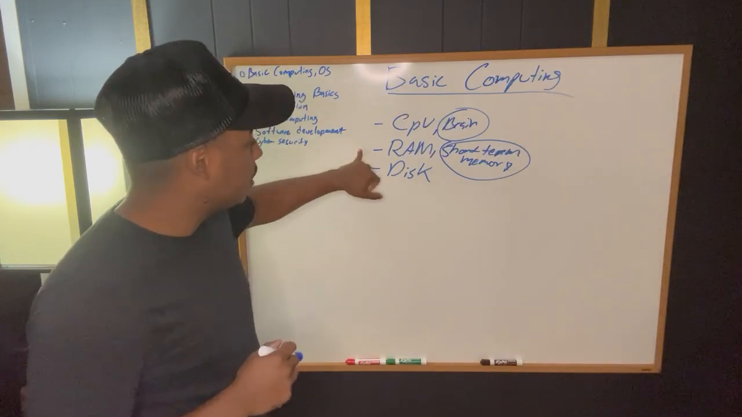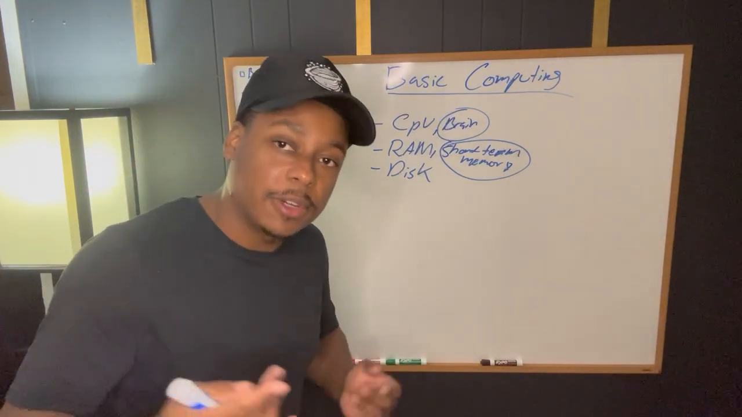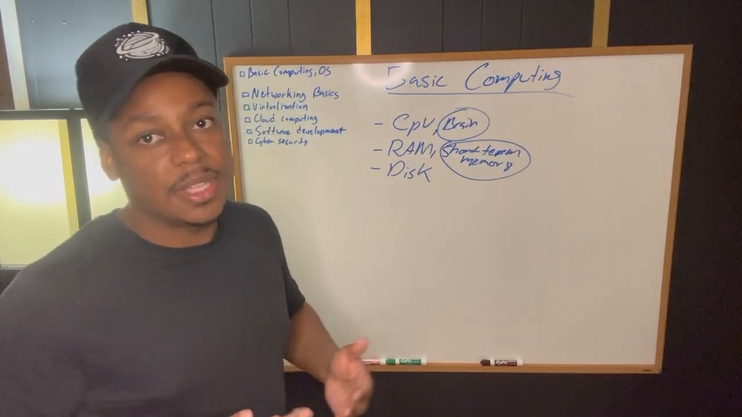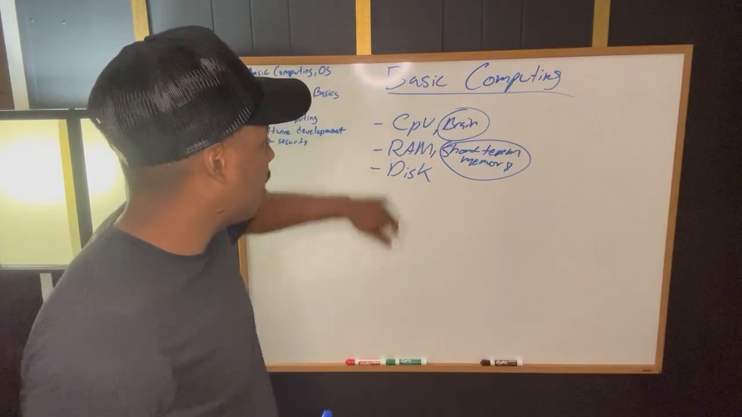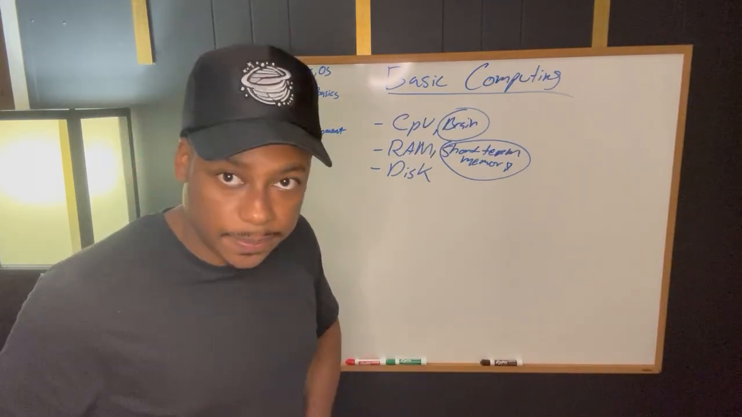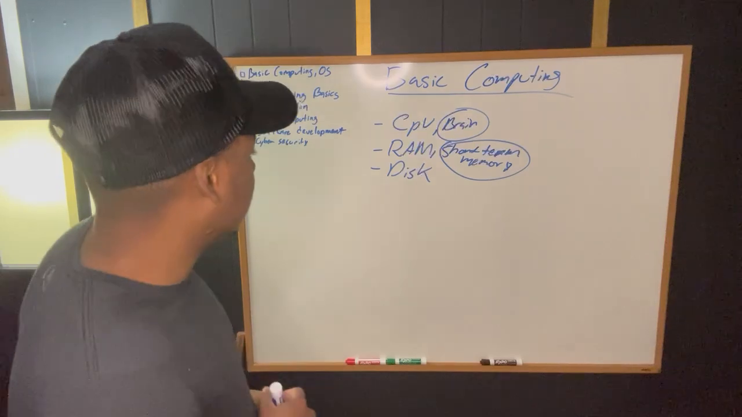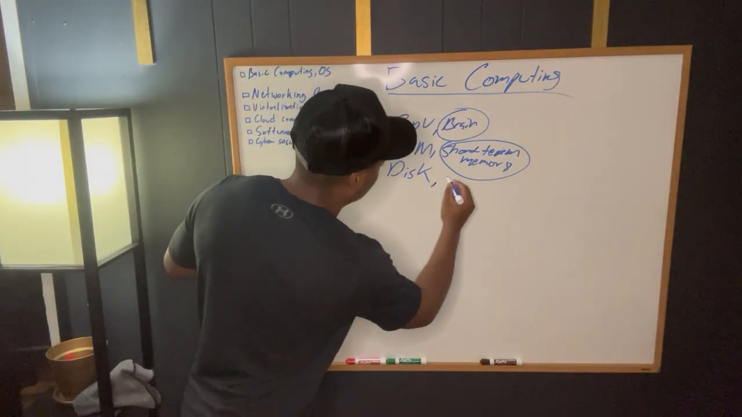Now, depending on how many, what they call gigabytes of RAM you have, determines how many things you can run at one time, typically. All right, and how powerful your CPU is determines how hard your computer can think. Okay, and we have the disk. I guess you can say that's kind of like long-term memory.